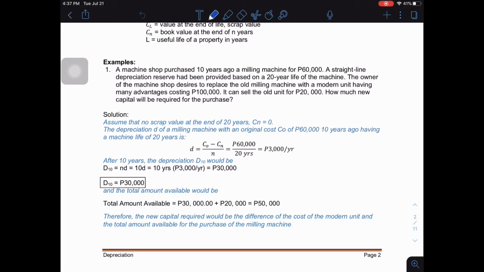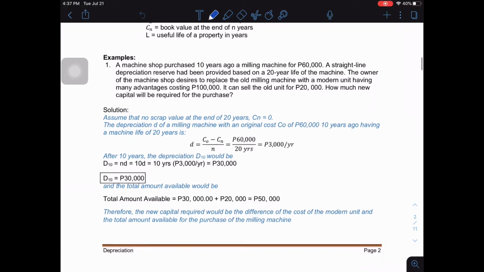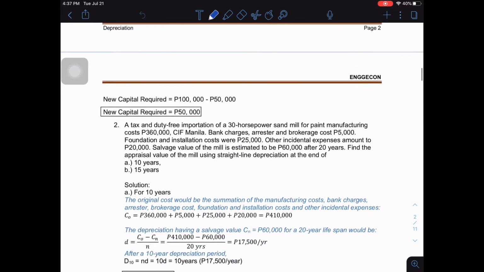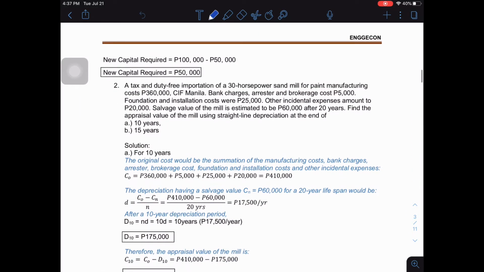And the total amount available would be 30,000 plus 20,000, equivalent to 50,000 pesos. Therefore, the new capital required would be the difference of the cost of the modern unit and the total amount available for the purchase of the milling machine. New capital required would be 100,000 minus 50,000. 50,000 pesos will be the new capital required.